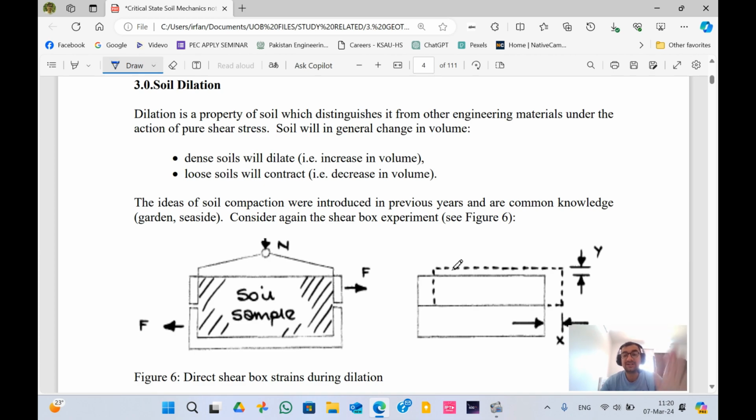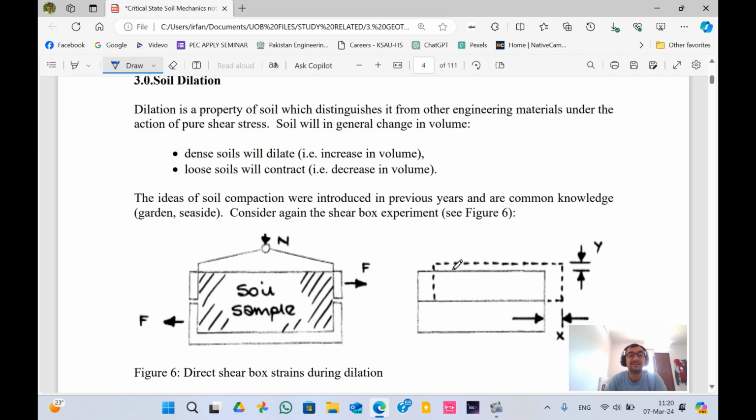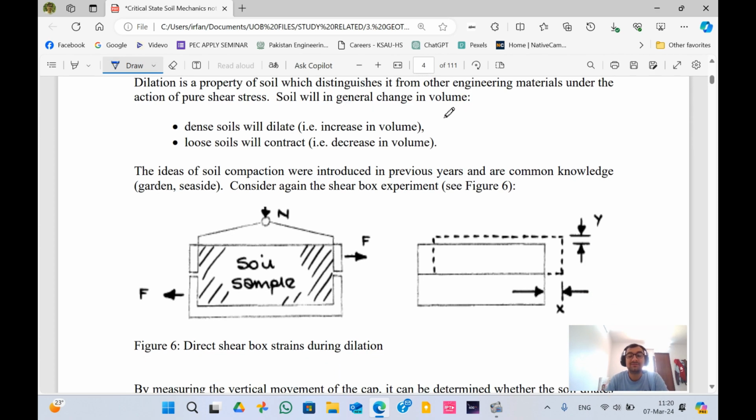Now there are other engineering materials, right? There is cement, there is stone, there are different types of material, but this property is limited to soil, because the dilation property differentiates soil from other materials. Soil will in general change in volume, yes. Dense soils will dilate.